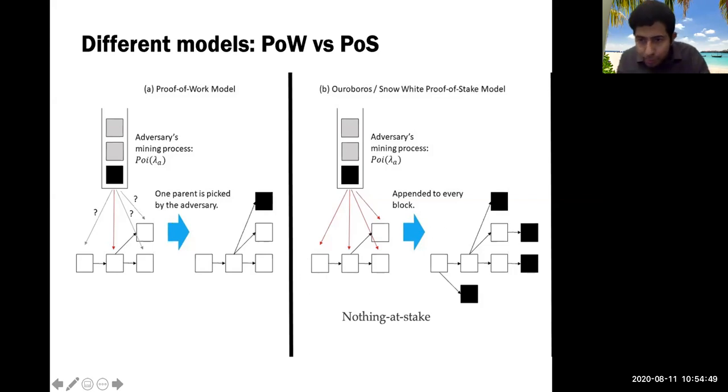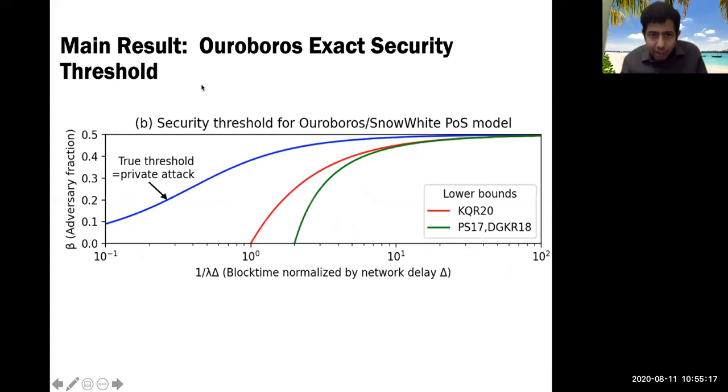Okay, and so this is interesting now, because what happens is the honest arrivals only get attached to the longest chain, but the adversary blocks, in the worst case, can get attached everywhere. Okay, so this is what happens in the Ouroboros family of protocols. And so this is, to some extent, a nothing-at-stake attack. And again, you can calculate what the security threshold is as a function of the mining rate and delta.